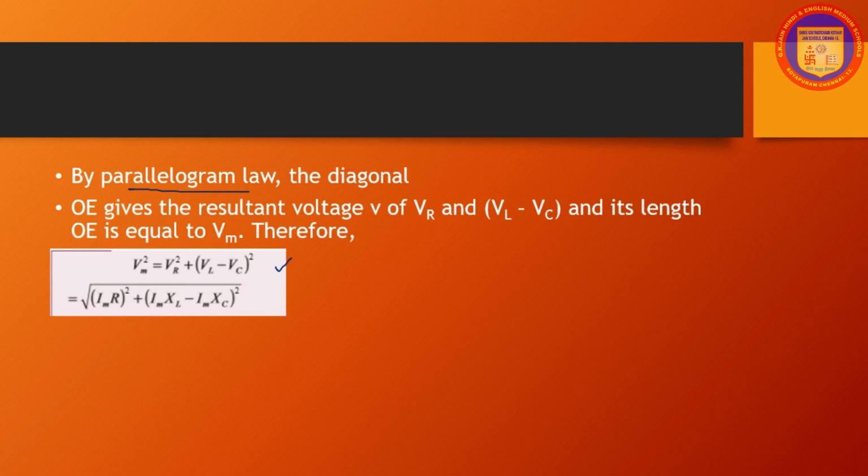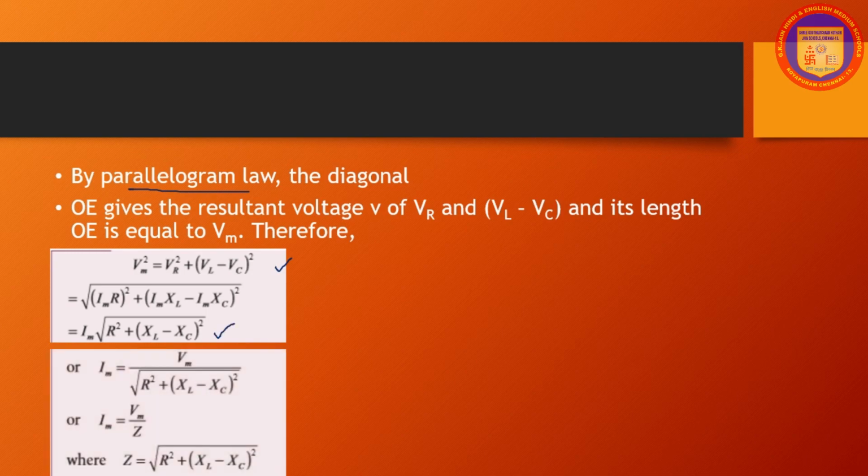Now you substitute for VR, VL and VC. So VR is equal to ImR. So we'll get ImR the whole square plus VL is equal to ImXL minus VC is equal to ImXC the whole square. Im is common in all the cases. So Im square, when we take it out from the square root, I'll get it as Im. So Im into square root of R square plus XL minus XC the whole square. Or Im is equal to Vm divided by square root of R square plus XL minus XC the whole square.